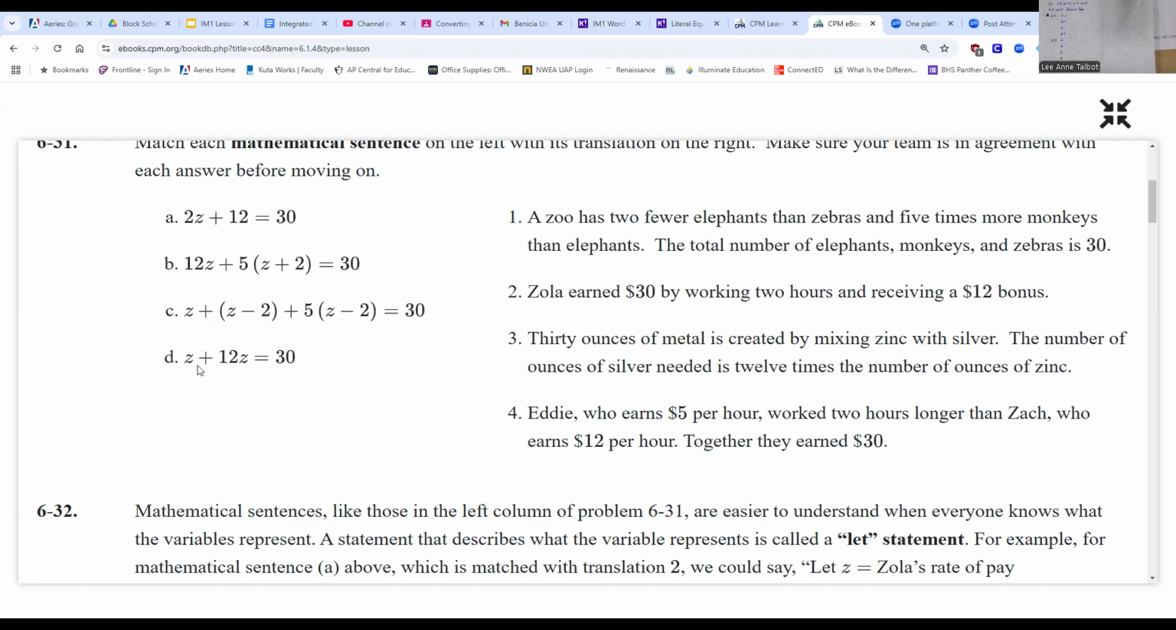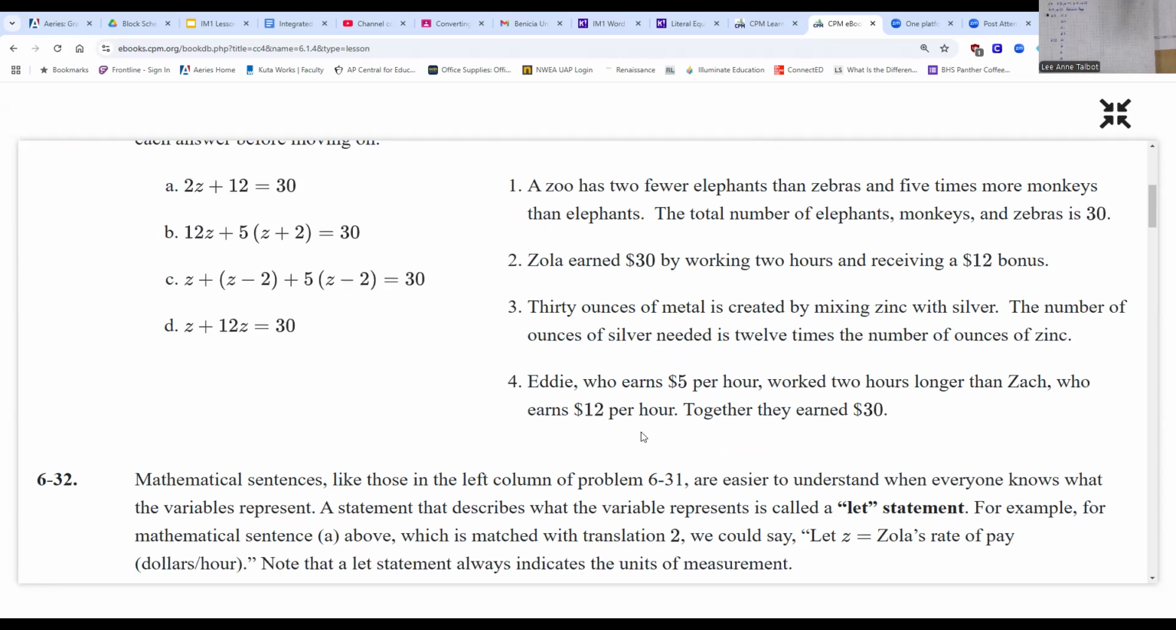And then, so that's this one. So it's zinc plus 12 zincs is 30. And Eddie, who earns $5 an hour, worked 2 hours longer than Zach. So that's here. Eddie's $5 an hour, 2 more than Zach, who earned $12 an hour. Together, they earned 30.